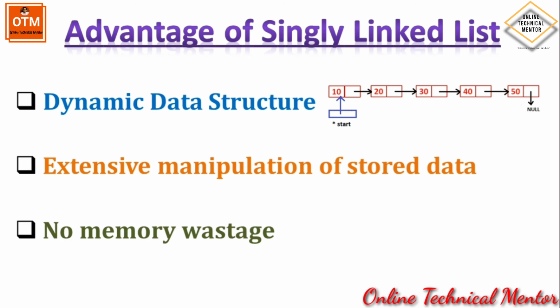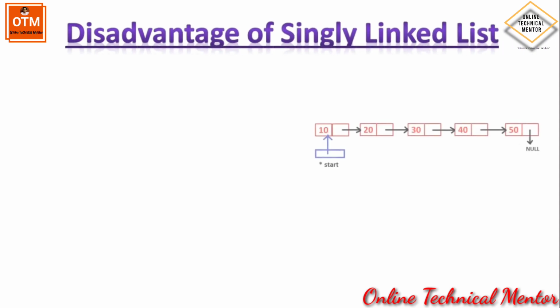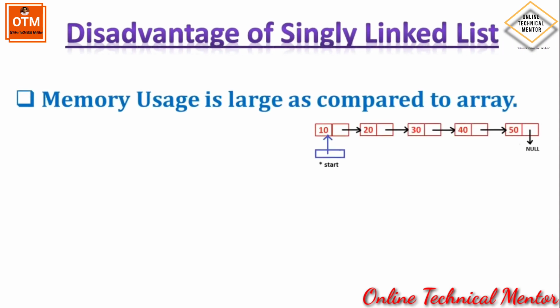Still, a single linked list has some disadvantages. The disadvantages of linked list are: memory usage is large as compared to an array, because a linked list requires more memory space than the array for storing the same number of elements, as it also stores the next memory address.